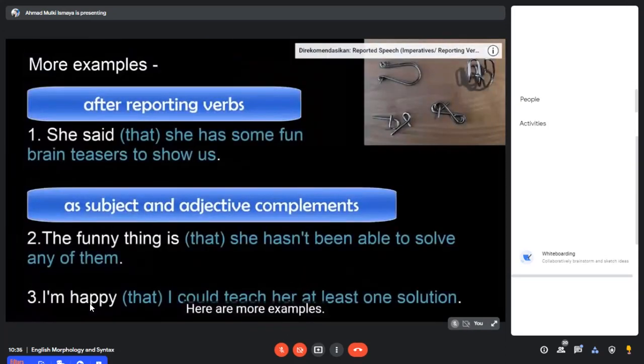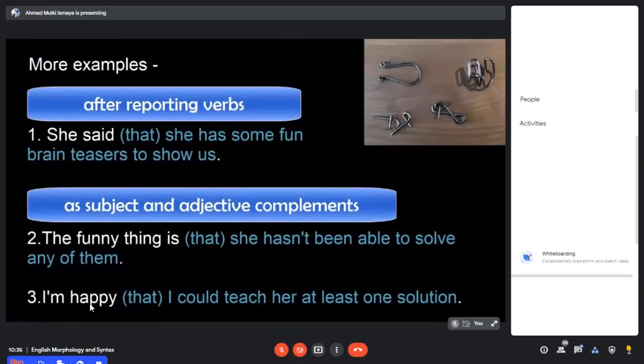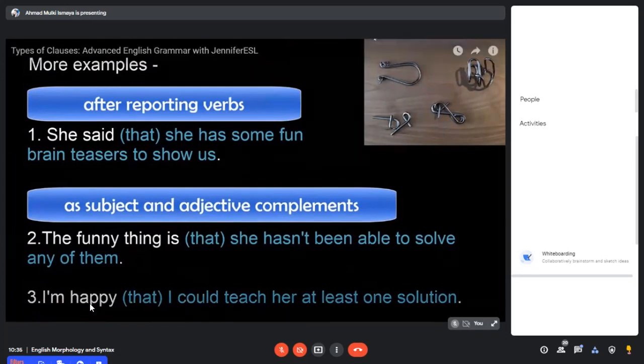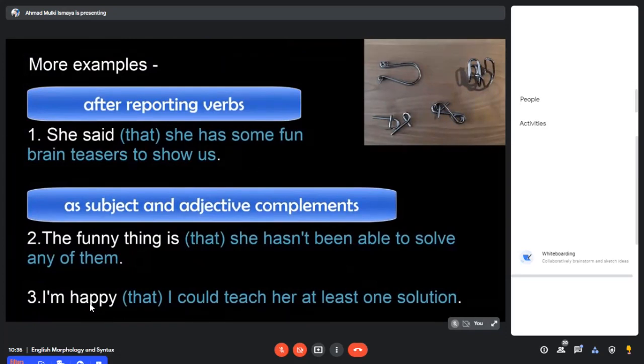Here are more examples. She said that she has some fun brain teasers to show us. The funny thing is that she hasn't been able to solve any of them. I'm happy that I could teach her at least one solution.